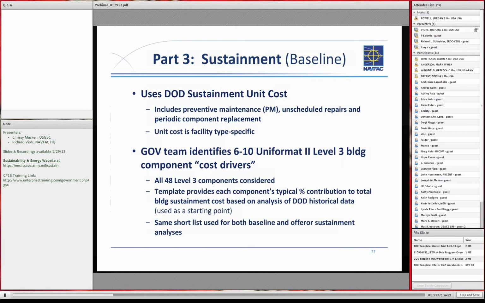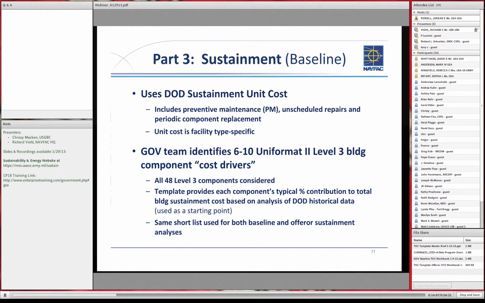And on the sustainment side, we're using DoD sustainment unit cost data from the UFC that's published annually. And it's broken down, though. In this case, we had an outside consultant help us break it down into the components of the building. And the government team takes that information, which is in the template. All that information is already built into the template for all 14 facility types.